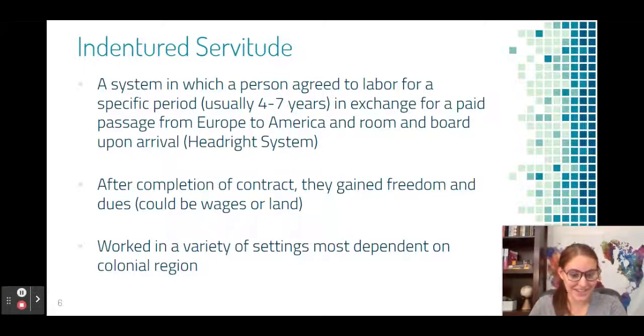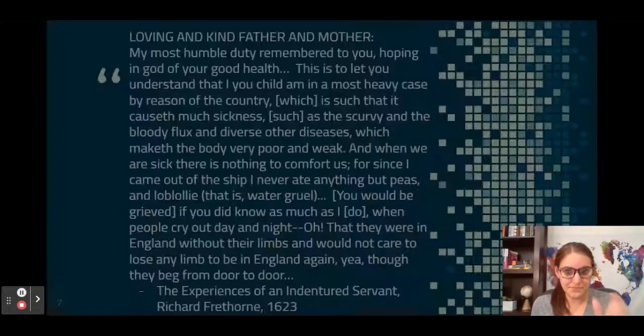So they were not well taken care of. They often succumbed to disease, starvation, exposure, all kinds of things like that. So about 50% survived. And then of those 50% that made it to the end of their indenture period, only about 50% actually received their freedom dues. So out of the total, only about 25% are actually getting what they signed up for.